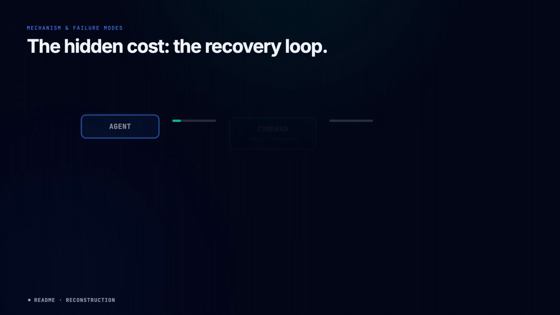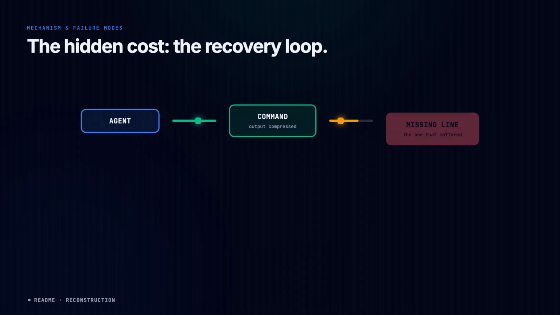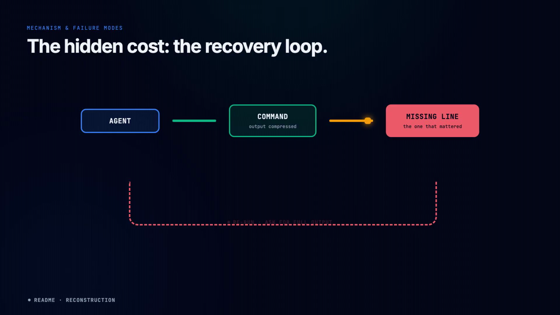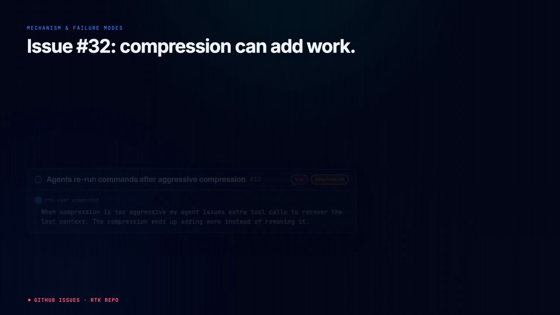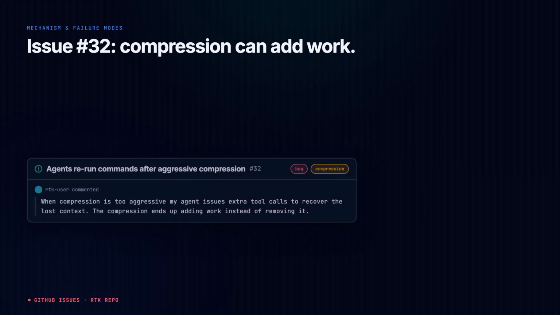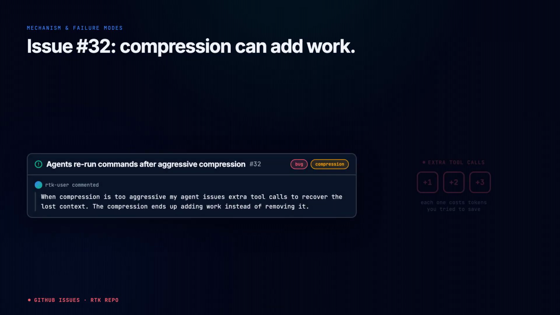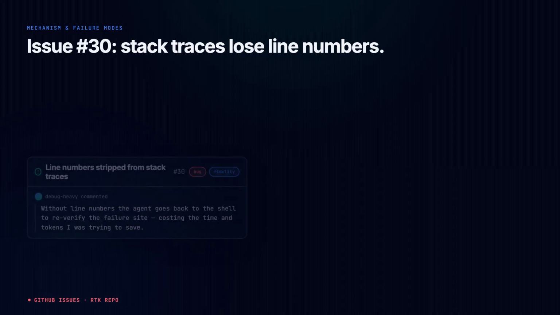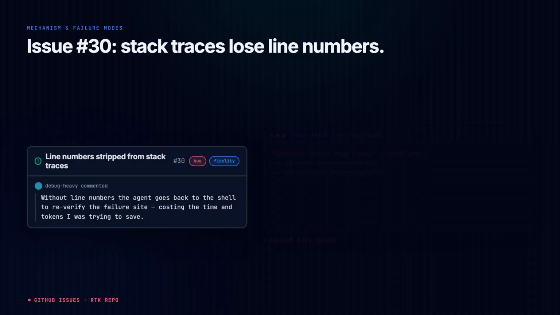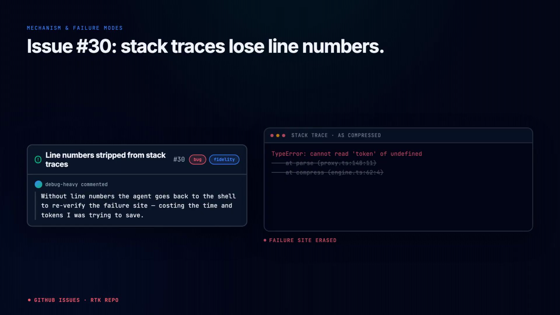The hidden cost. If RTK strips the one line your agent needed to fix a bug, the agent will just call the command again or ask for the full output, which costs more. GitHub issue 32 reports agents issuing extra tool calls when compression is too aggressive, proving that sometimes compression adds work. Stripping line numbers from stack traces forces your agent back to the shell to re-verify the failure site, costing time and tokens you tried to save.